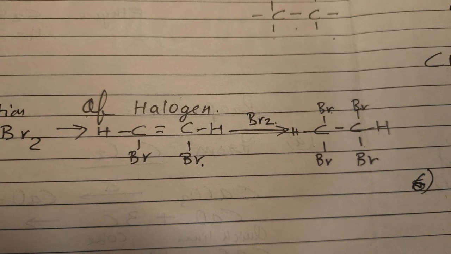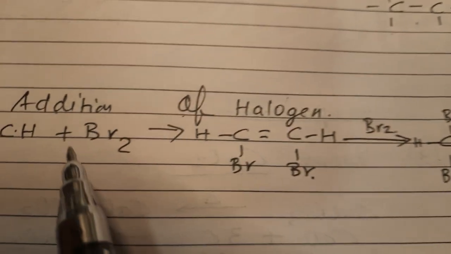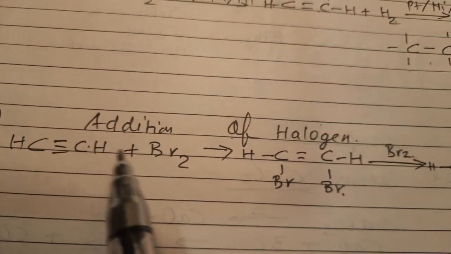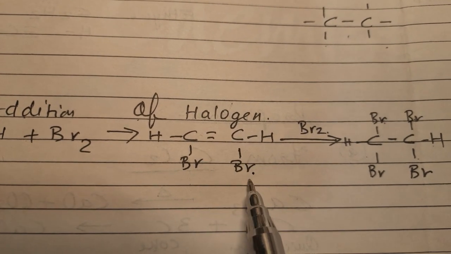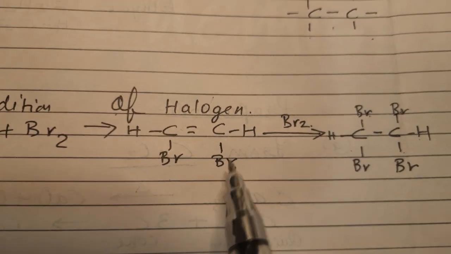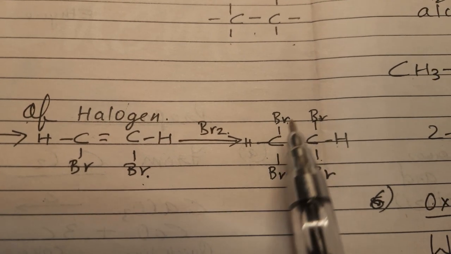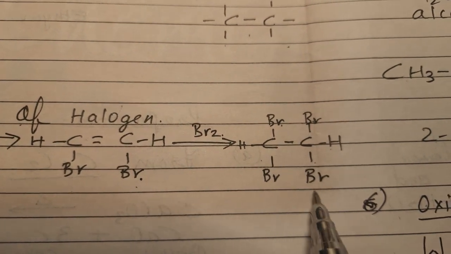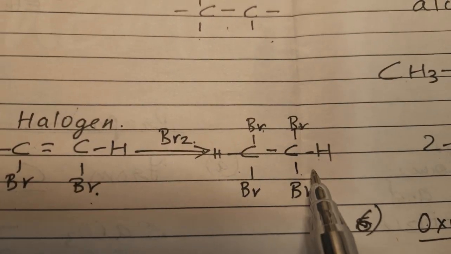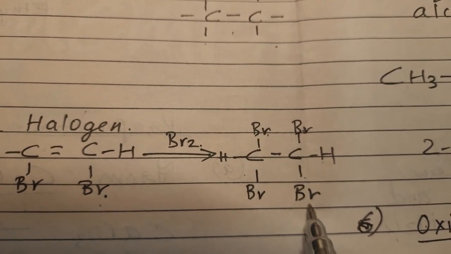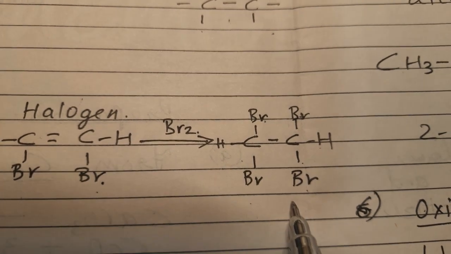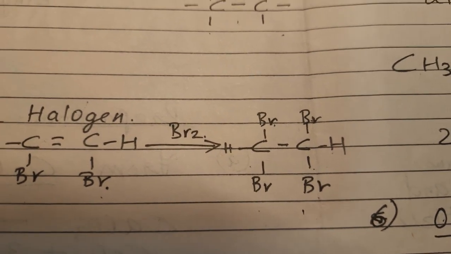Is it coming blurred? Let me adjust the camera. You see the reaction again. First we have taken ethyne, Br2. It will form 1,2-dibromoethene. Do you see? Again Br2 will be added, so both the Br will be added again. So now it will become 1,1,2,2-tetrabromoethane. In this way, addition of halogen will take place.